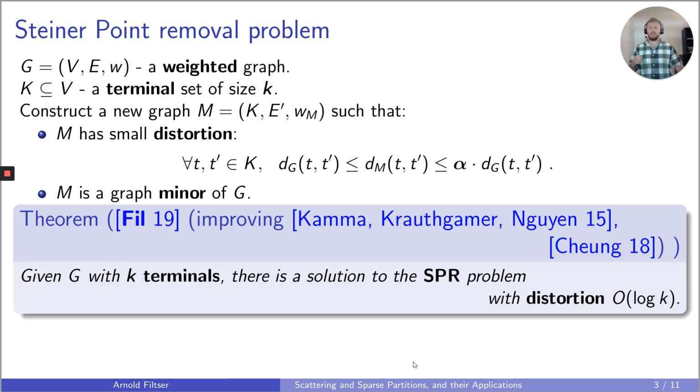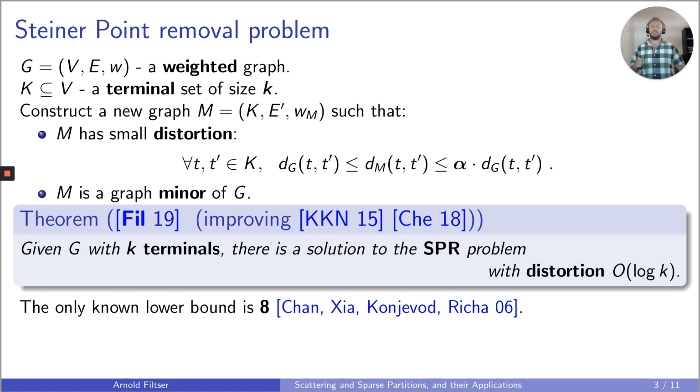So we showed in the previous paper that for every graph G with k terminals, you can construct a solution to the standard point removal problem with distortion logarithmic in k. The only lower bound is by Chan et al., who showed a lower bound of a constant, 8. And this is all we know. So there's a gap between 8 and log k.